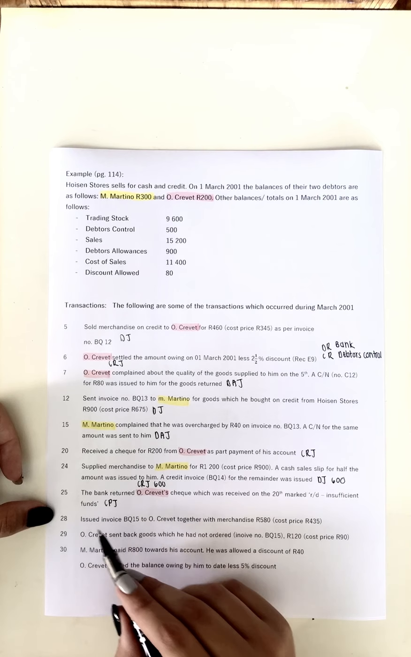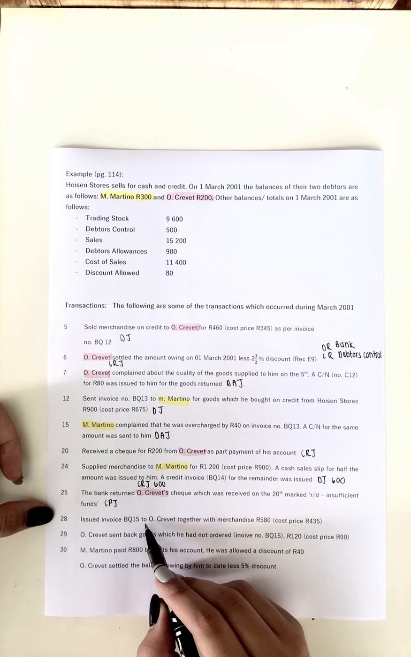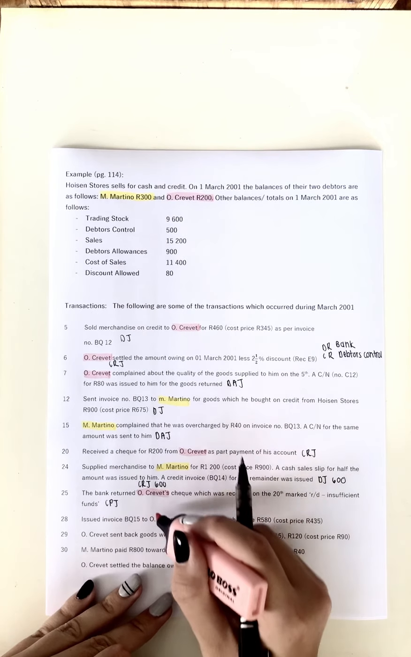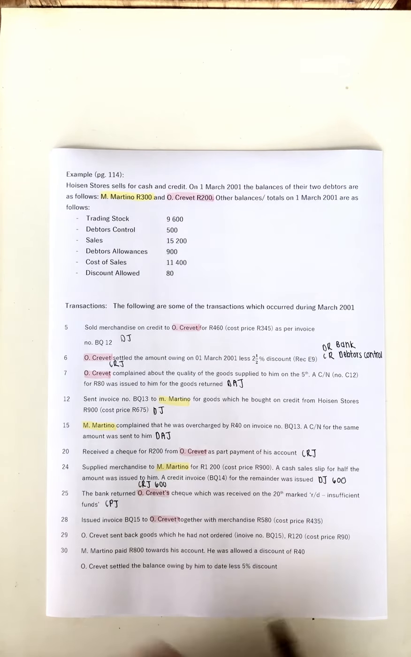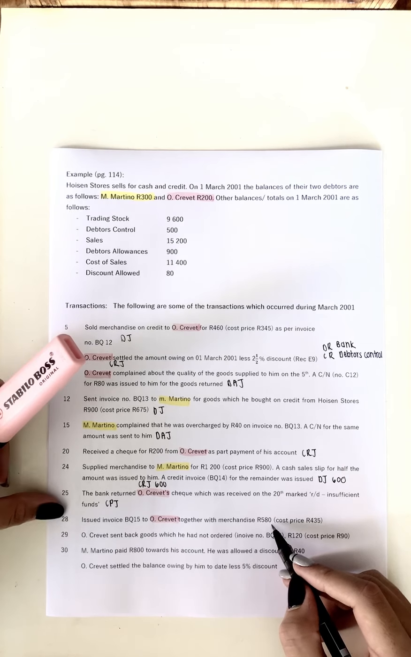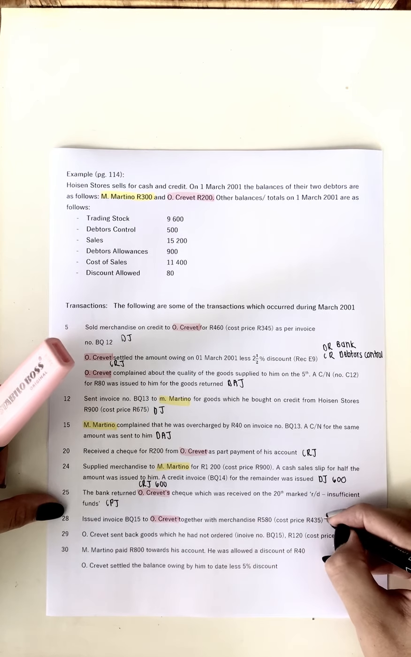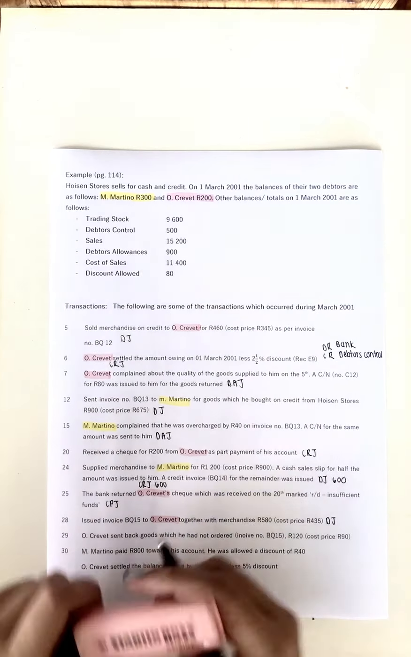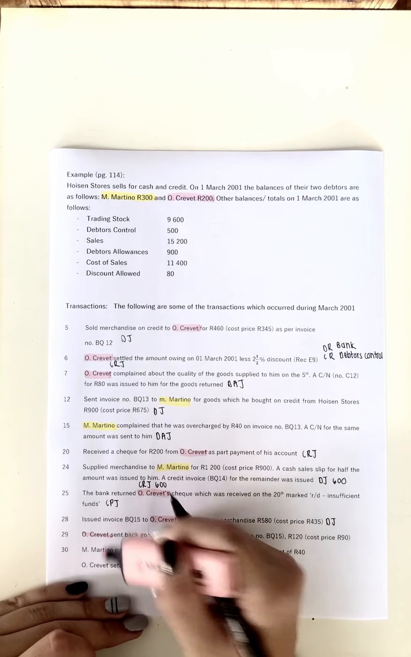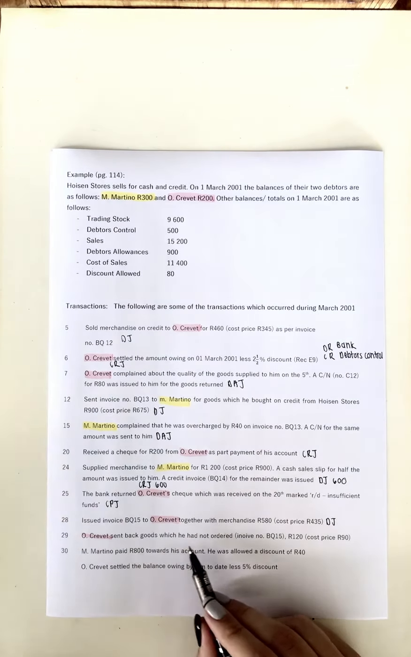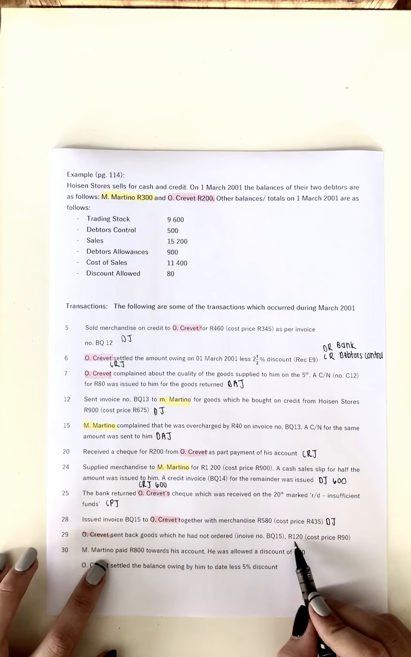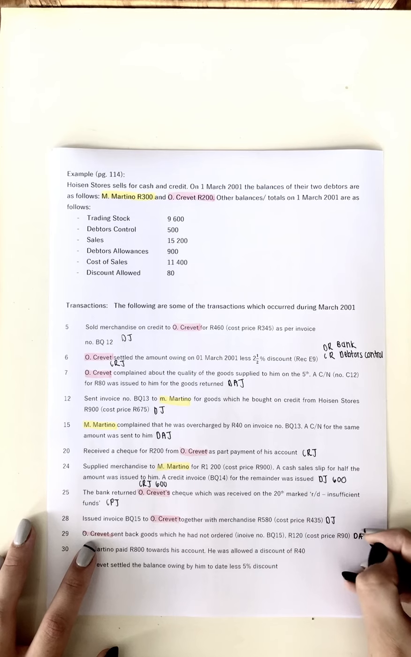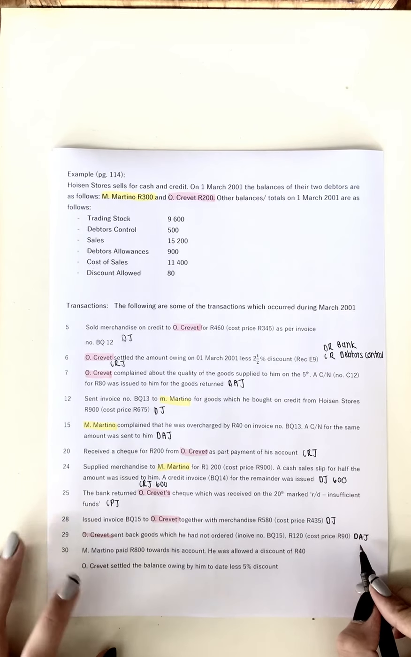Then the 28th, issued invoice BQ15 to O'Crivet together with merchandise of 580 Rand. So we know that this is sold on credit, so this goes in my DJ. Then 29th, O'Crivet sent back goods which he had not ordered, 120 Rand. So he's sending back goods, so we're giving him an allowance, so that's the DAJ.